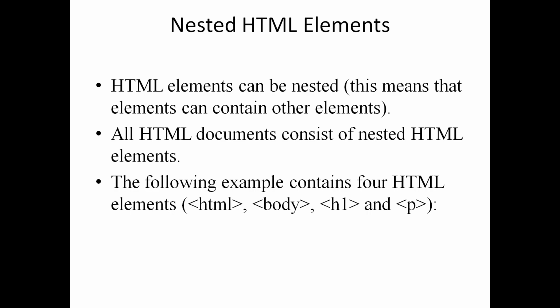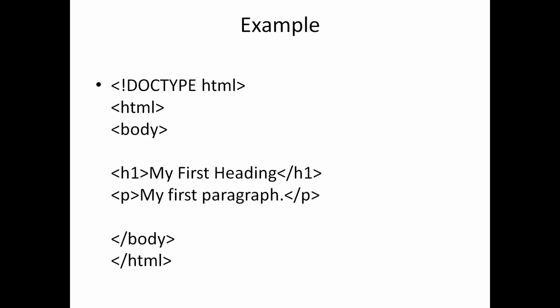Next, in HTML elements, there are nested HTML elements. HTML elements can be nested. The nesting means that elements can contain other elements. All HTML documents consist of nested HTML elements. Some examples of the nested HTML elements are html, body, h1, and p. P refers to the paragraph.